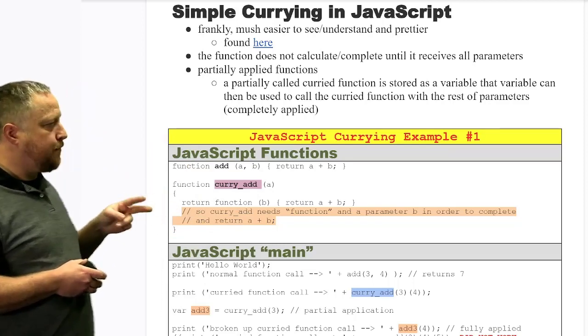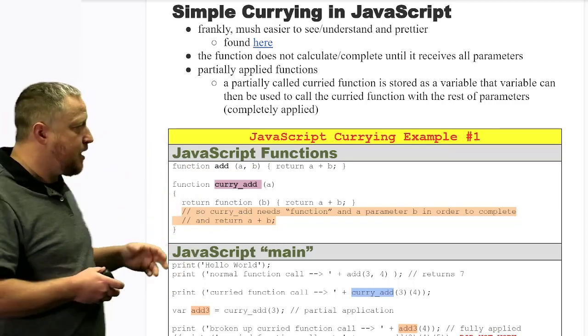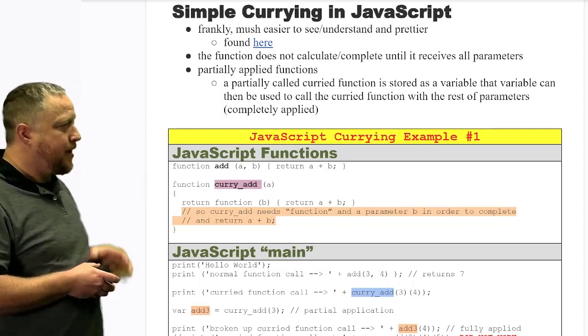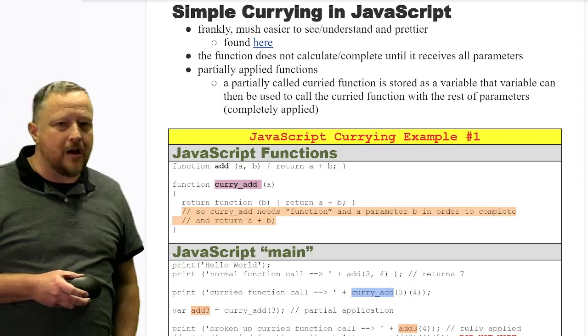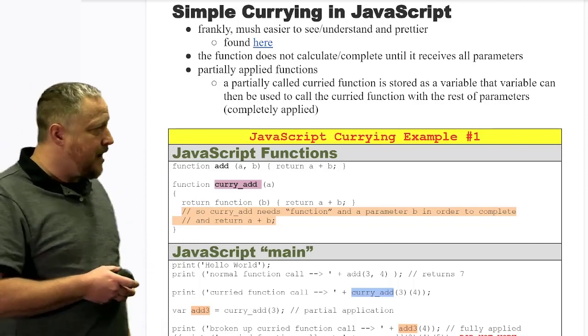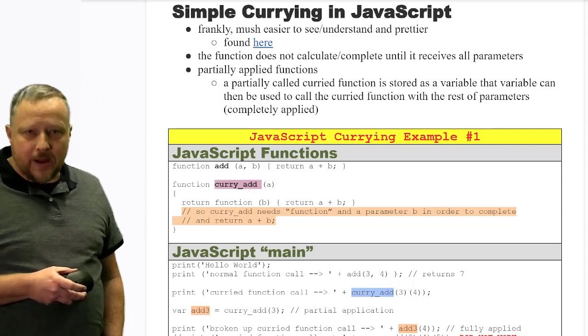In a JavaScript function, which is very similar to what you see in Python here, I have two functions: the add function and the curry add function. Now, the add function, I just threw it in there. I want you to basically ignore it from here on out, but it's adding two items together, A and B, and that's it.